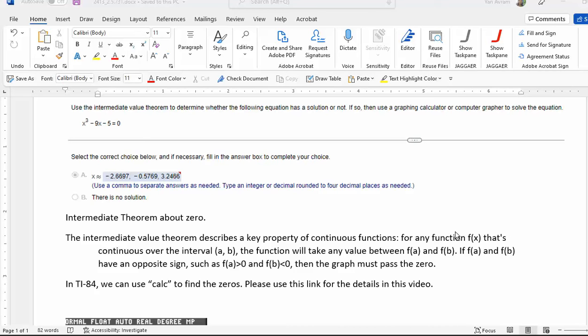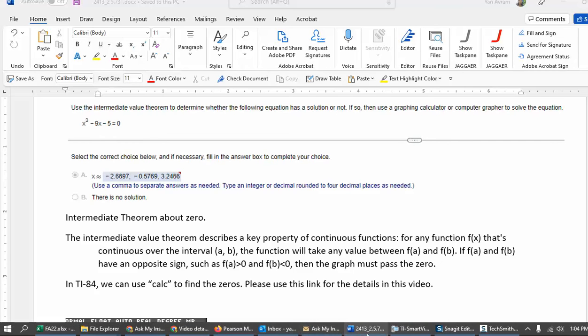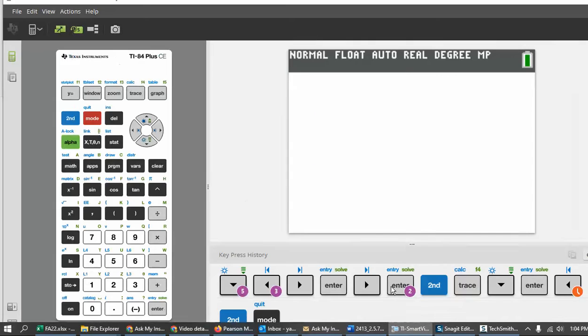Hello, today I'm going to show you how to use a calculator to solve this question. It says use the intermediate value theorem to determine whether the following equation has a solution or not. If so, then use a graphing calculator or computer graph to solve the equation x cubed minus 9x minus 5 equal to 0. So first, we can put this one in a calculator to make a graph first.